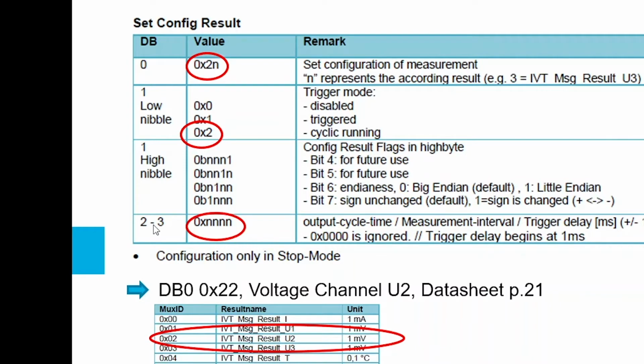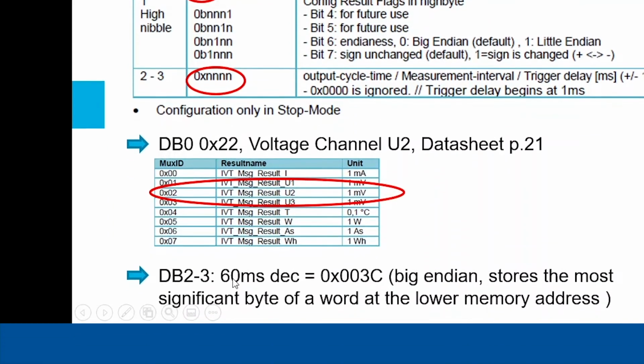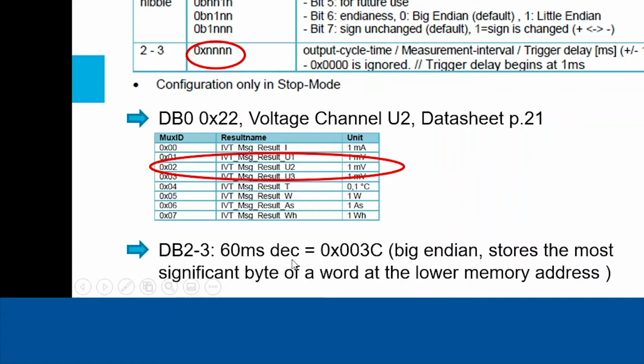The third step is to set data byte 2 and 3, which is the output cycle time. Now 60 milliseconds decimal in hexadecimal is 0x003c. Please be mindful that this is a big endian number, as our module is by standard configured in big endian, so it stores the most significant byte of a word at the lower memory address.